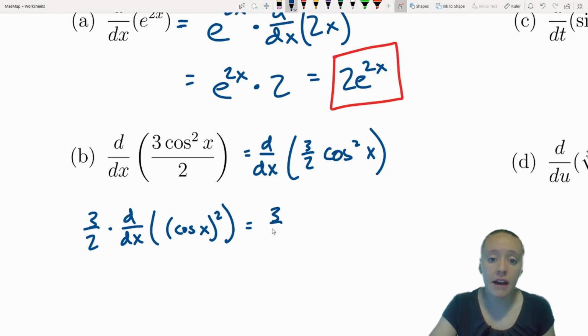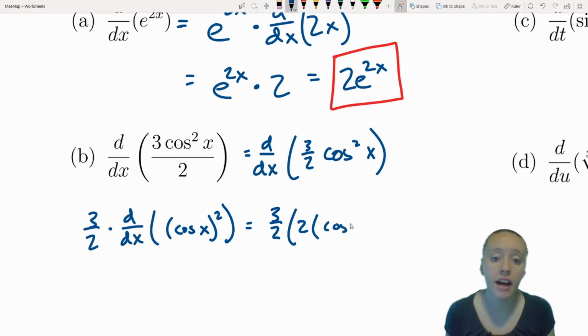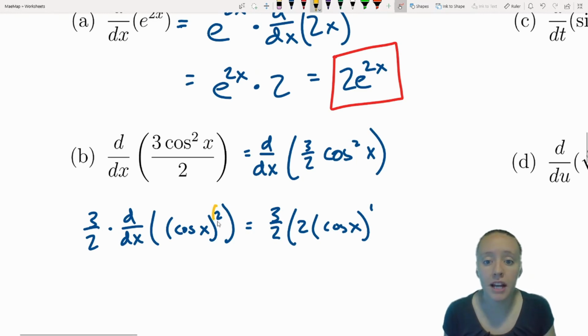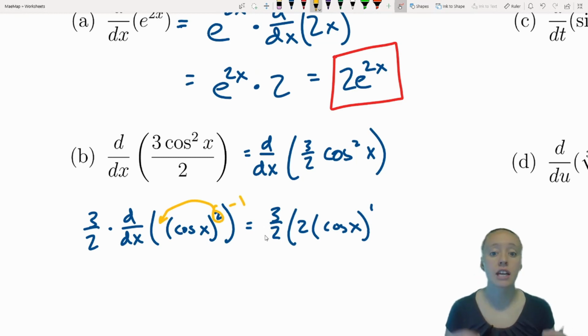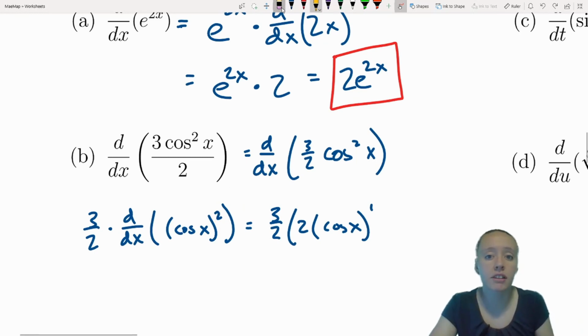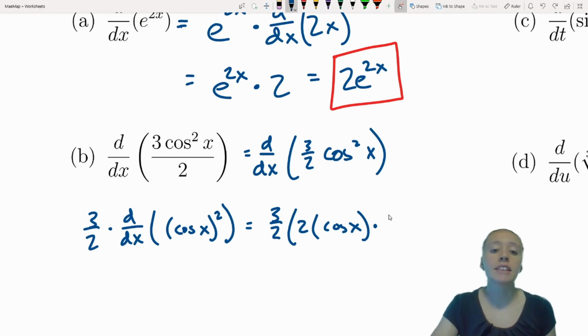So leaving my 3/2 out in front, that outermost derivative is going to be multiplying by 2, and then I still have this cosine of x. However, it's now raised to the first power. You can see I just dropped that exponent down in front and then decreased that exponent by 1 to get 2 times cosine of x to the first, which is 2 times cosine of x. But my work's not done, because after that, I need to multiply by the derivative of my inside. What's the derivative of cosine of x? That's a negative sine of x.